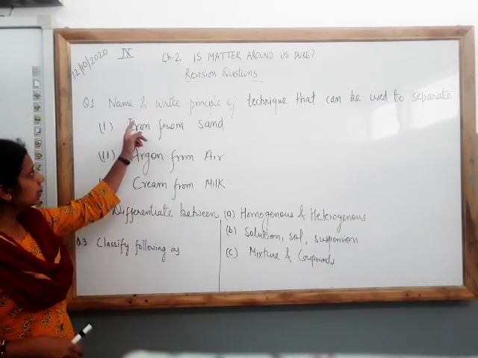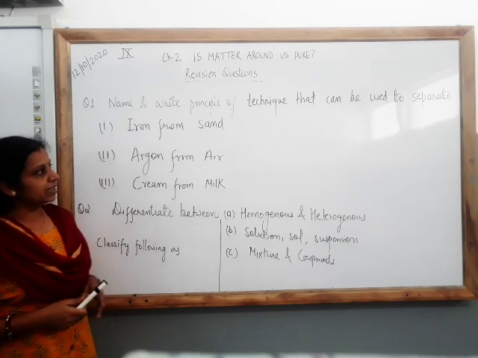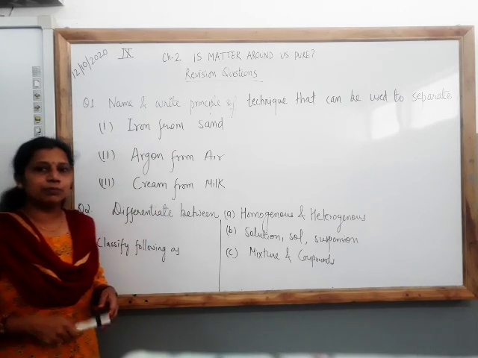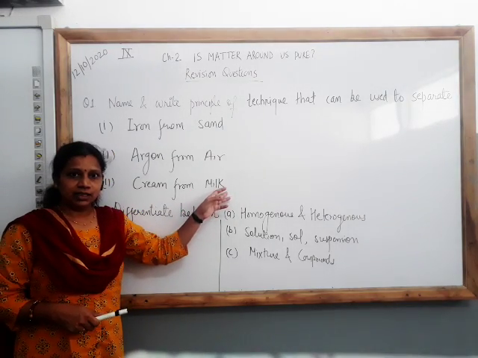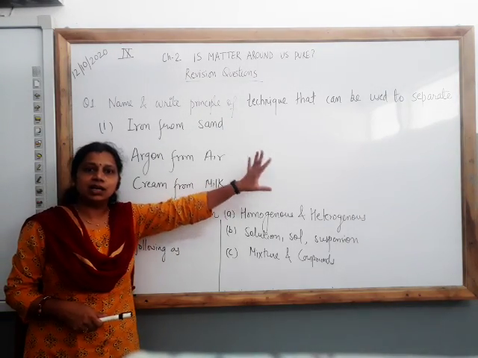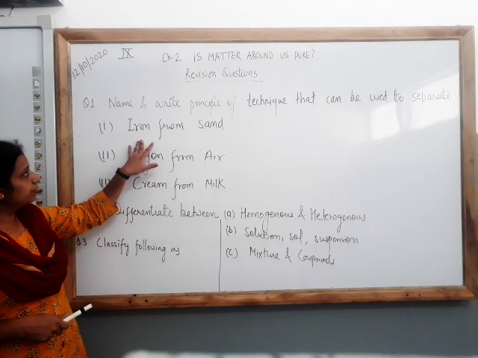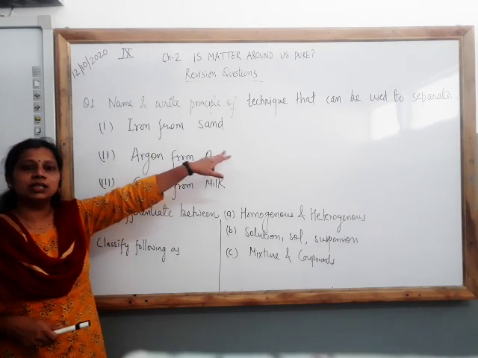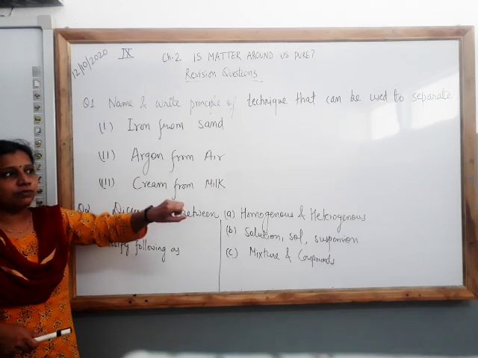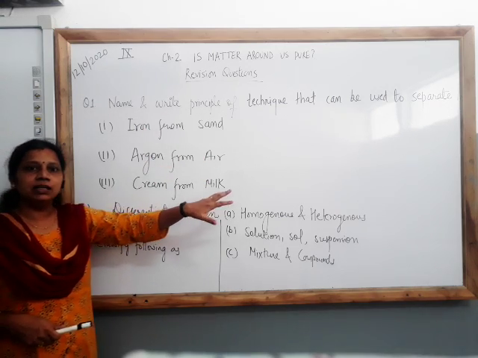Now, first question: name and write the principle of the technique that can be used to separate. These are a few examples I have written here. Anything from technique can be asked from you. So like from the first one, iron from sand. Which technique are you going to use here? Magnetic separation. Now what do you have to write? You have to write the principle.